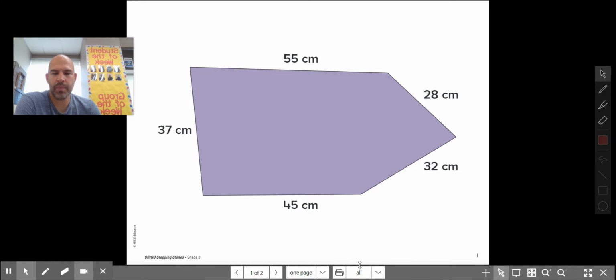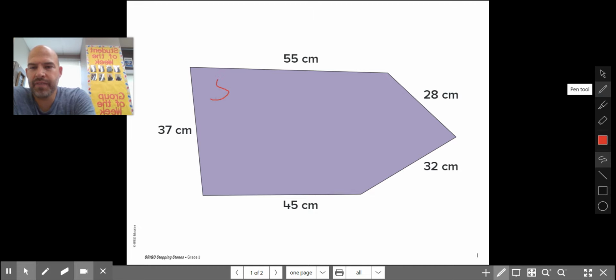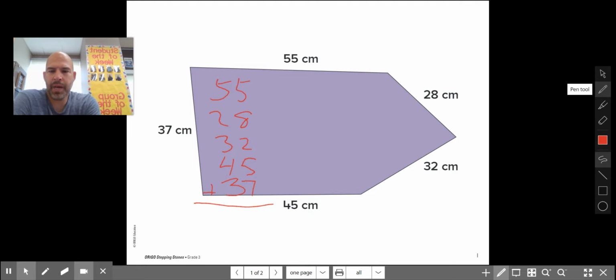So let's do a quick math problem here. So we've got 55 plus 28 plus 32 plus 45 plus 37. Now, this is standard addition algorithm. I'm going to add all my ones first. So 5 ones plus 8 ones is 13 ones, plus 2 ones is 15 ones, plus 5 ones is 20 ones, plus 7 ones is 27 ones.